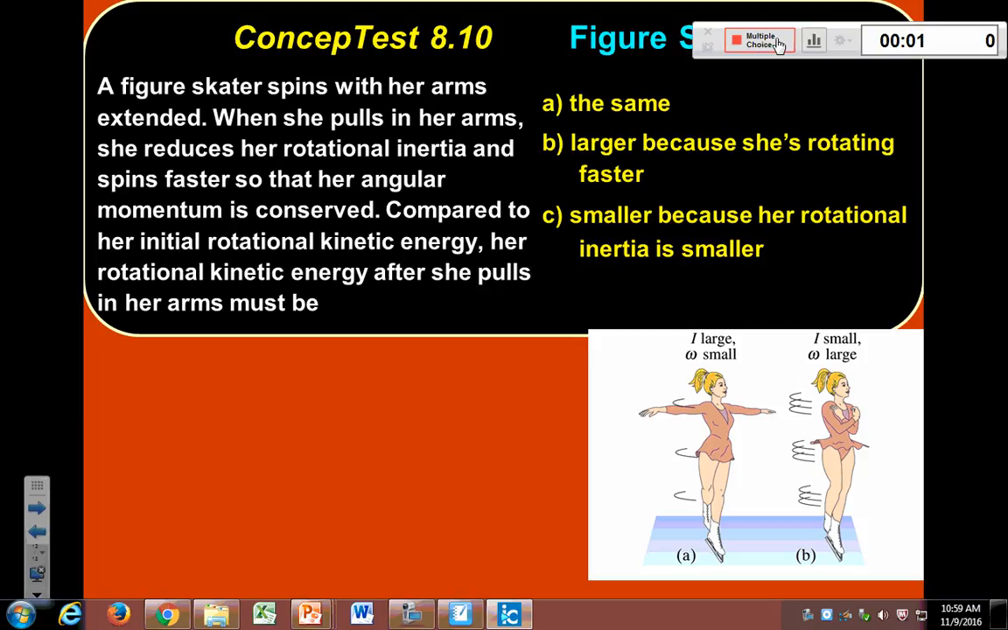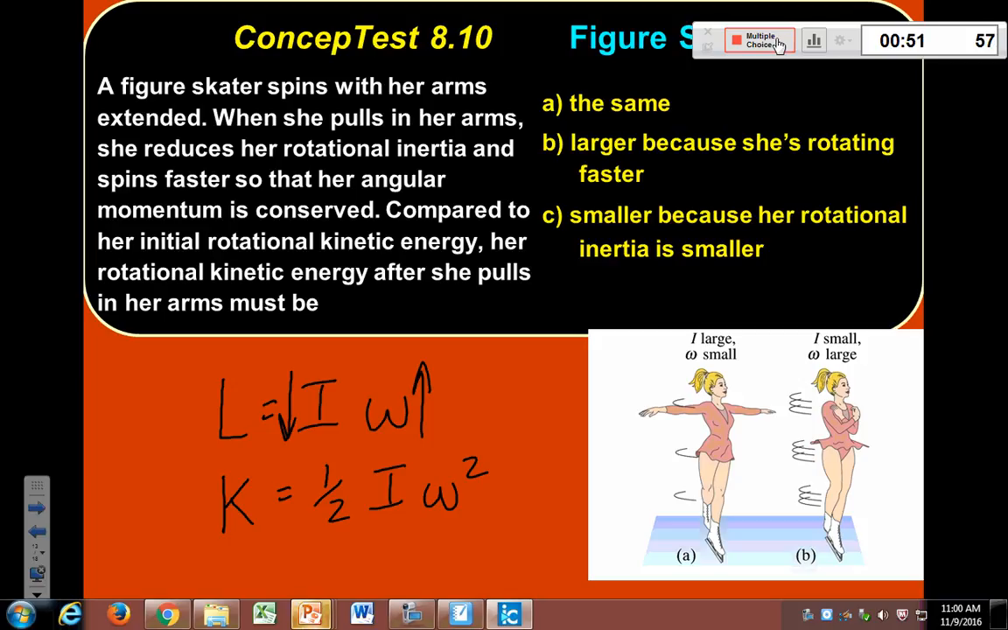Figure skater, have we done this one? We have not. Right. When she pulls in her arms, the first part of this problem is saying that L equals I omega. L is conserved, so when I goes down, when she pulls her arms in, omega goes up by the same amount. Now we're asking what happens to her kinetic energy. Remember, kinetic energy is 1/2 I omega squared.